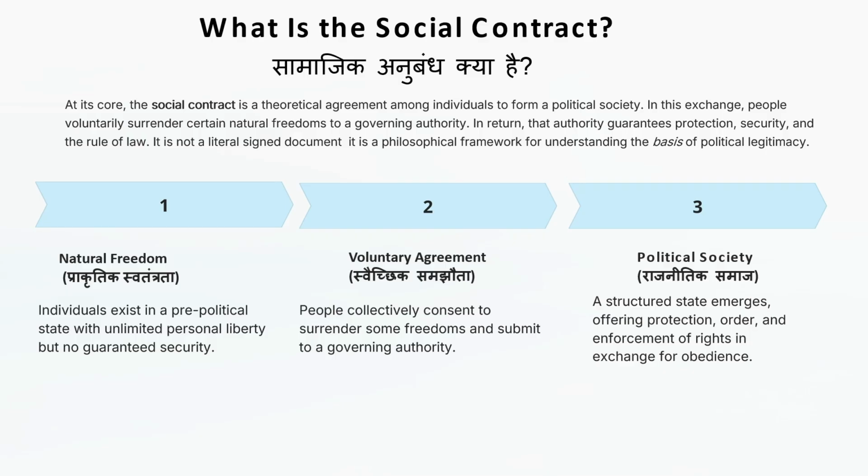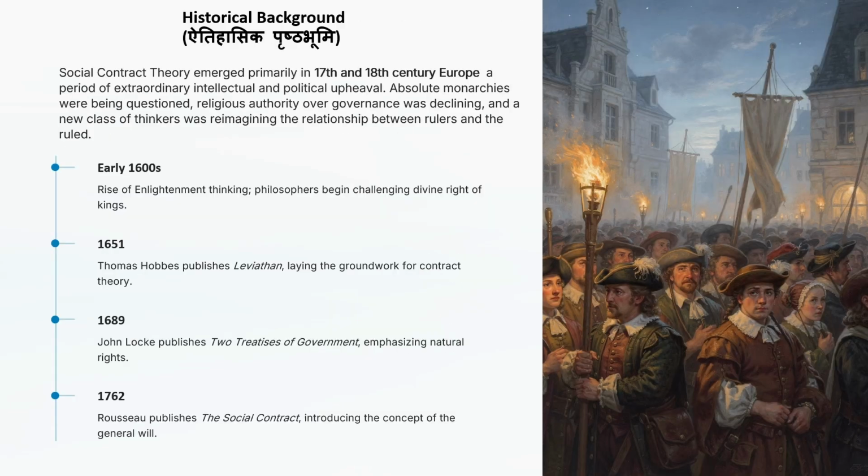The question arises among the learners: what is the social contract? Basically, the social contract is a theoretical agreement among individuals to form a political society. In this agreement, people voluntarily give up some of their natural freedom to a governing authority. In return, the government promises to protect their rights and maintain peace and order. And this agreement forms the foundation of political authority.